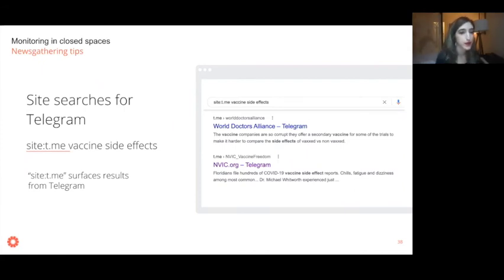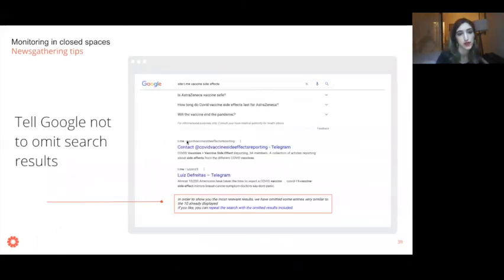In terms of very practical tips that you can implement now, here are a couple of ideas that our team uses all the time. Site searches. So we talked a little bit about site searches in our monitoring session, but you can do a site search for Telegram channels by searching for this URL, t.me. If you search for t.me and then add your search terms like vaccine side effects, for example, that will pull up public Telegram channels that you can view in your web browser that have to do with those keywords. One of the things that you might have to do is scroll down to the bottom of the screen, and Google actually omits some of the search results. So you have to repeat the search with the omitted results included. And then that will give you more expansive results.